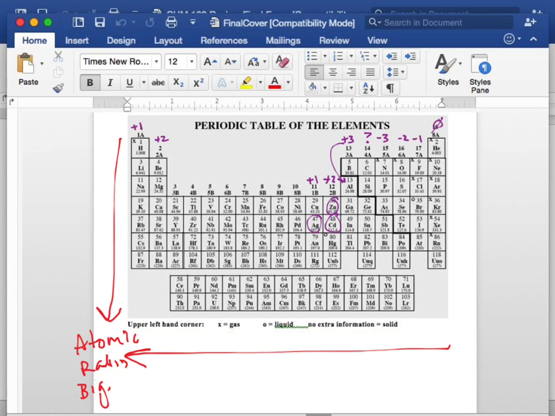I now have charge information specified on this. Was purple a bad color? No. Purple works? Okay. It's always +1. Silver's a +1.